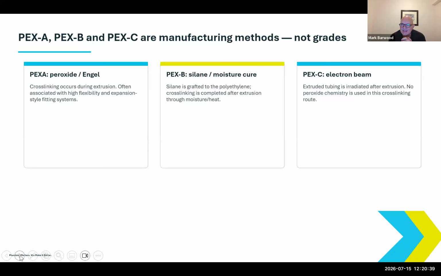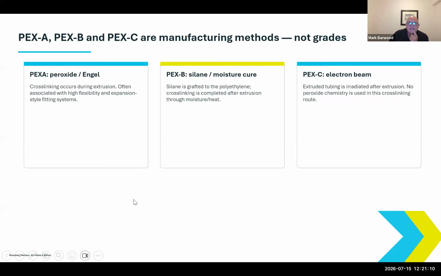PEX C is the latest PEX that's come around, and its extruded tubing is irradiated after extrusion. So they use like a laser beam to achieve the cross-linking. And surprisingly enough, PEX C is turning out to be some pretty good pipe. So even though it's late to the market and a lot of people see it as like the third-class PEX, it's actually not bad pipe.